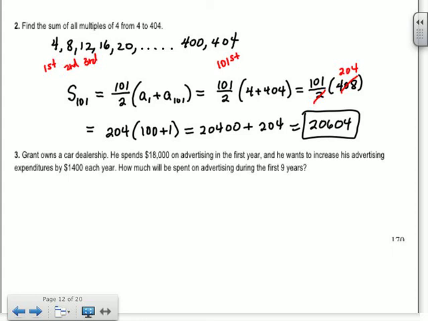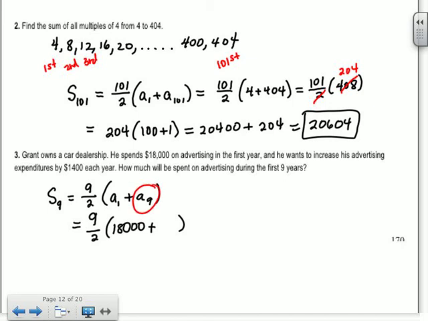Okay, so it probably wouldn't be bad to find all 9 terms and add them together. But let's go ahead and use this method that we've learned. So we're finding the sum of the first 9 years, so S9. That's going to be 9 divided by 2 times A1 plus A sub 9. So far we look pretty good. We have 9 over 2. A1, you started with $18,000, but then we run into a problem because we don't know A9. So that's when you stop and you go to the side and you say, okay, I need to find A9.